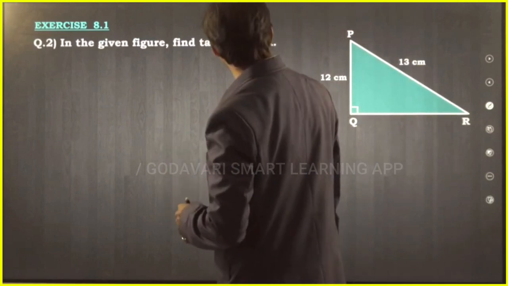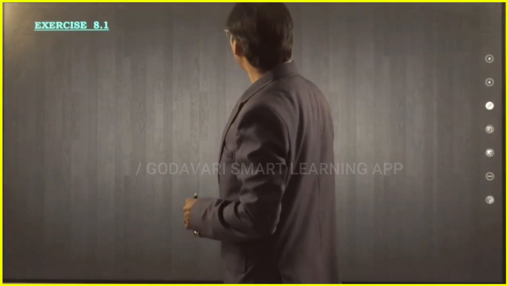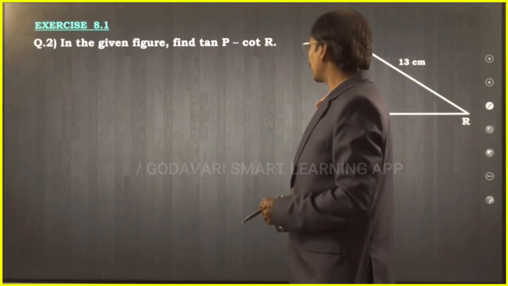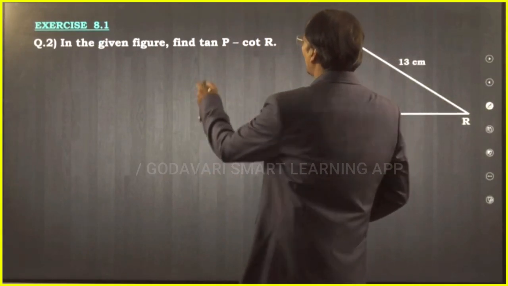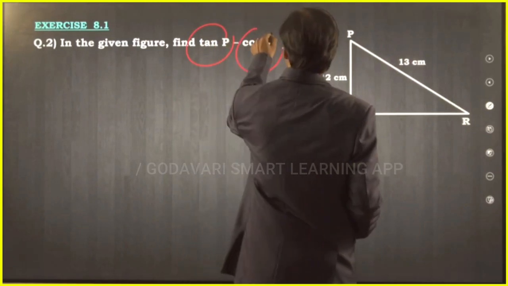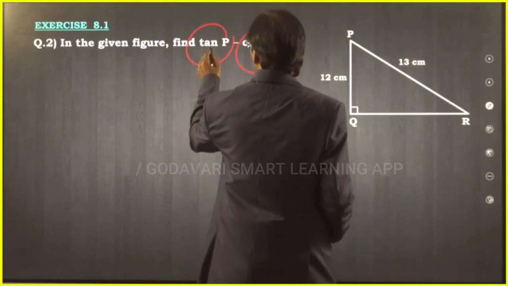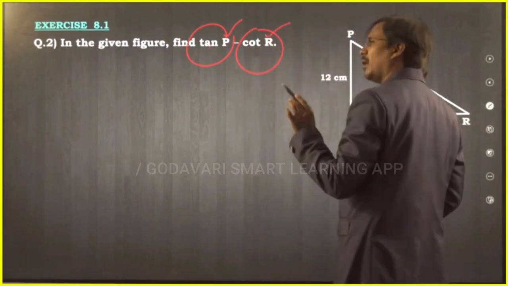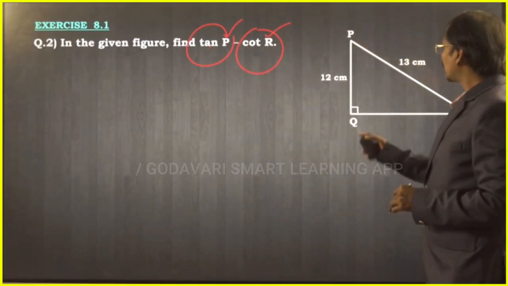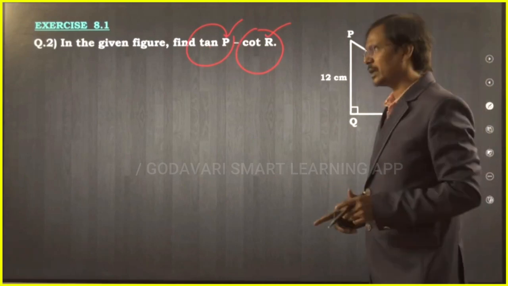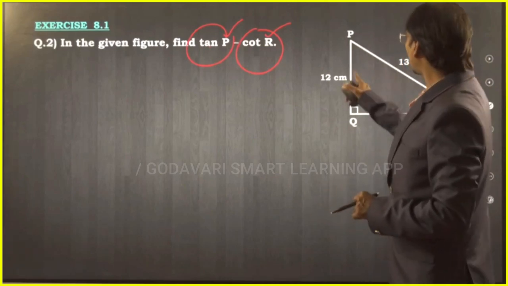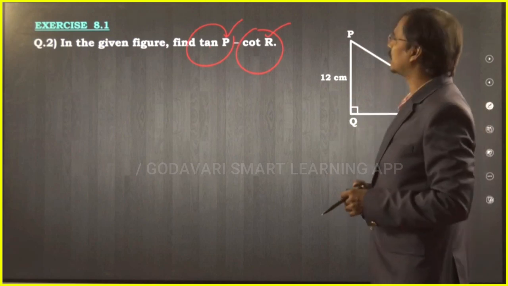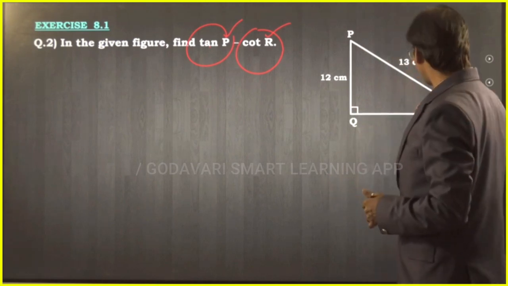In the exercise, the second question is: in the given figure, the diagram is already given. We have to find tan P minus cot R. Here tan theta is according to P, and cot theta is according to R. In the question, PQ is 12 centimeters and PR is 30 centimeters, but we have to find QR.